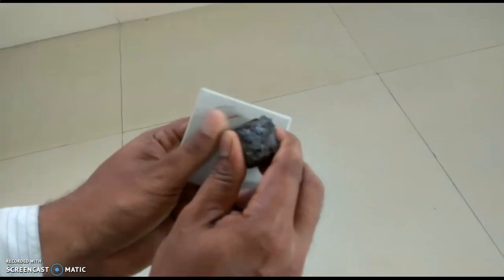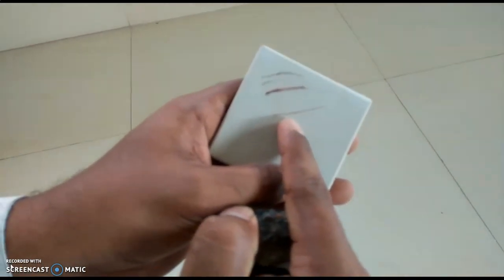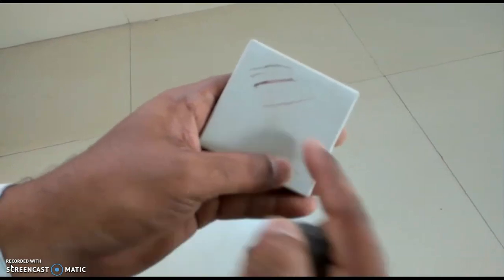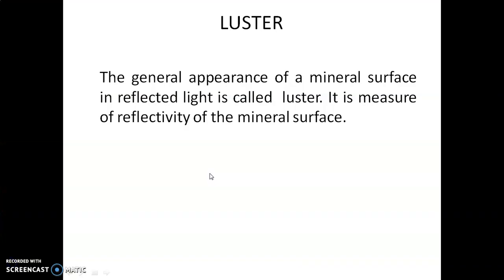The mineral color is yellowish brown. The streak is yellowish brown. The mineral is limonite. Next physical property is luster. The general appearance of a mineral surface in reflected light is called luster. It is a measure of reflectivity of the mineral surface.